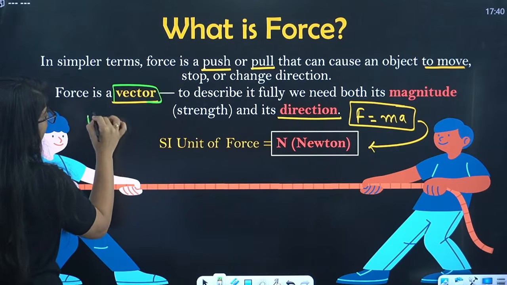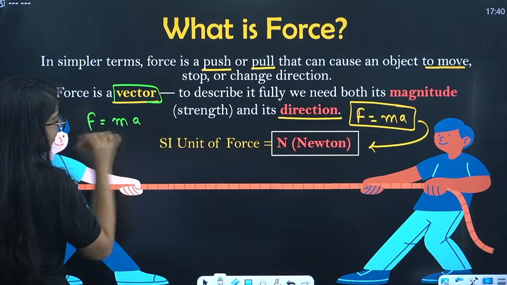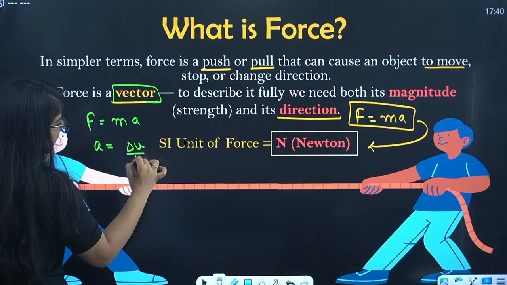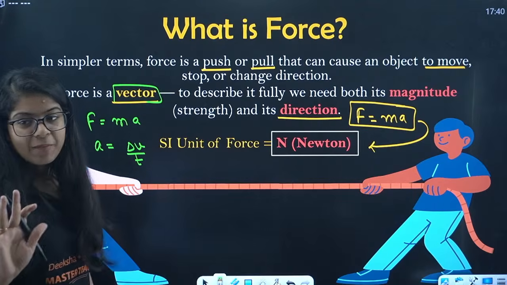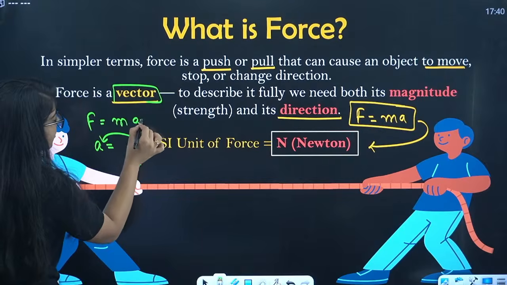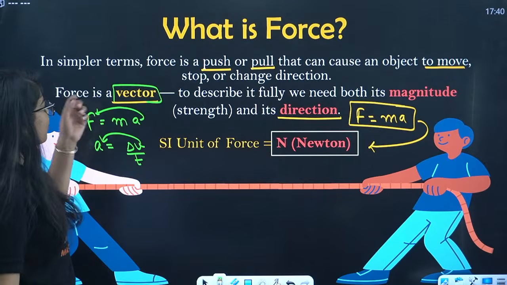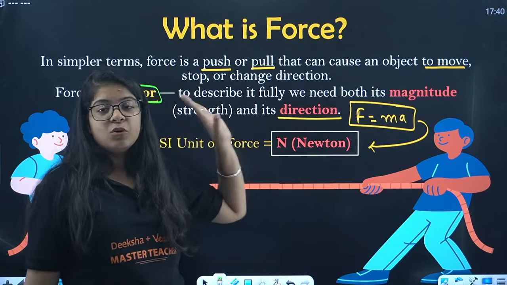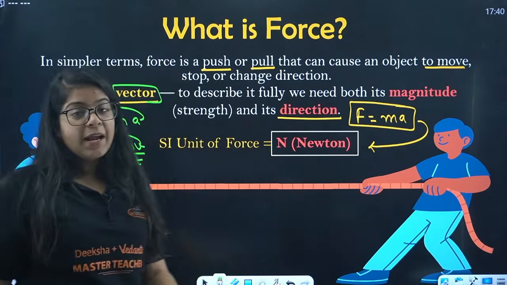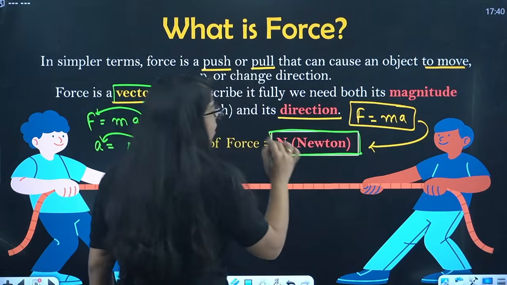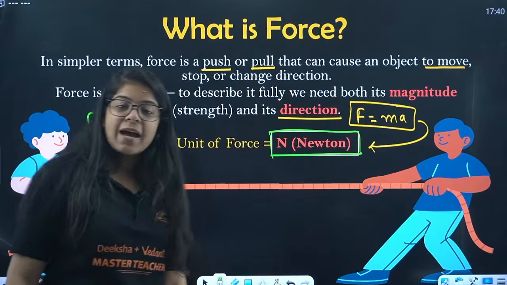Why? Force is equal to mass into acceleration. Acceleration was change in velocity upon time. Now velocity was vector. We all remember that. If velocity is vector, acceleration is vector. If acceleration is vector, force is vector. So force is a vector quantity. That means we need both magnitude and direction to describe it fully. And also, what is the unit of force? It is beta Newton, named after our very own Sir Isaac Newton.